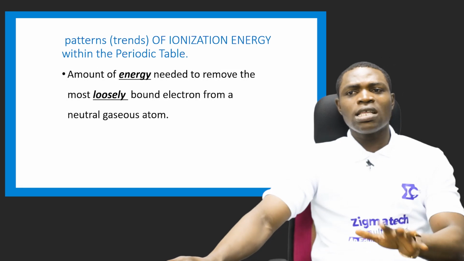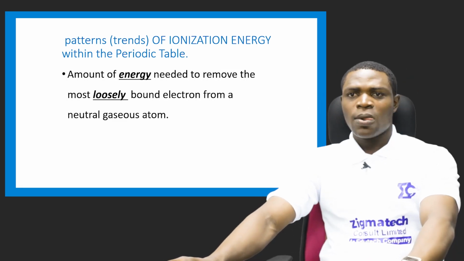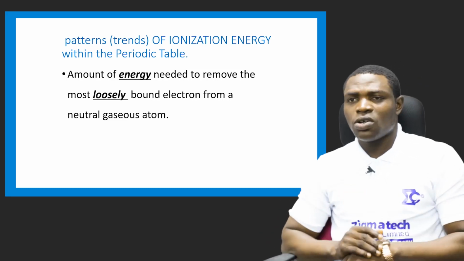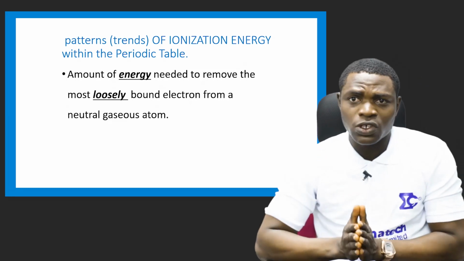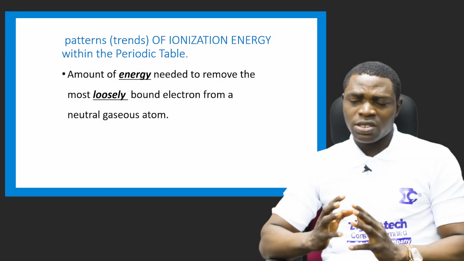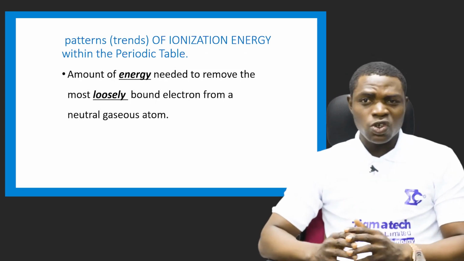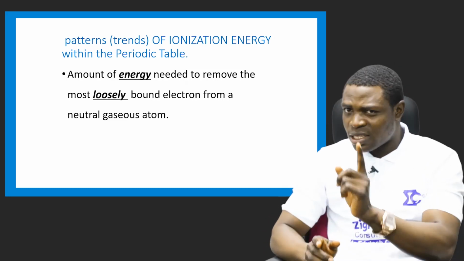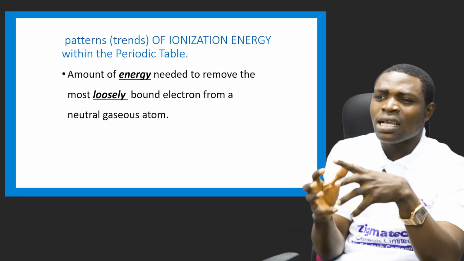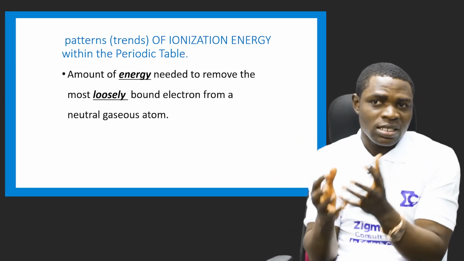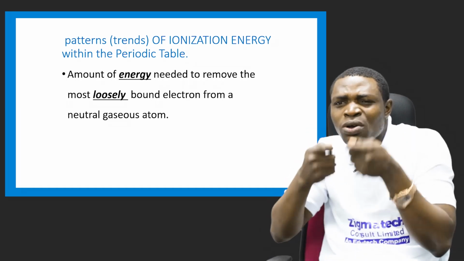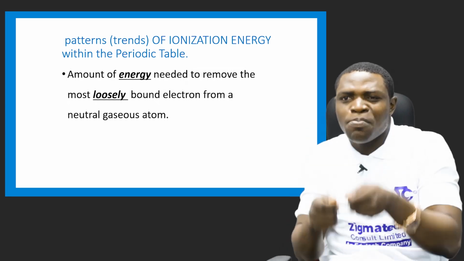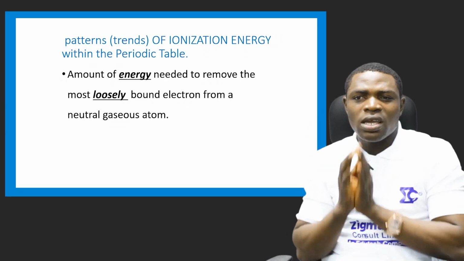So now, looking at the pattern, let's start with ionization energy within the period. What is ionization energy? It's a good place to start, because without knowing the concept, the definition, when we begin to use the periodic table and trace the trend, you may actually lose your guard. It is the sum total amount of energy needed, listen carefully here, to remove the most loosely bound electron. I will repeat that. The most loosely bound electron from a neutral gaseous atom.